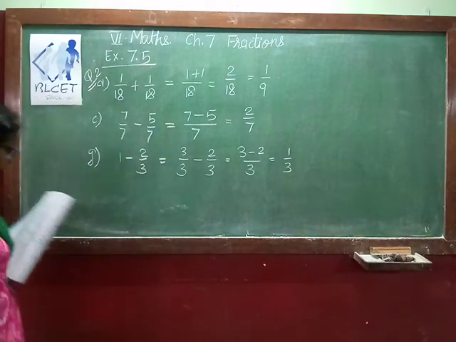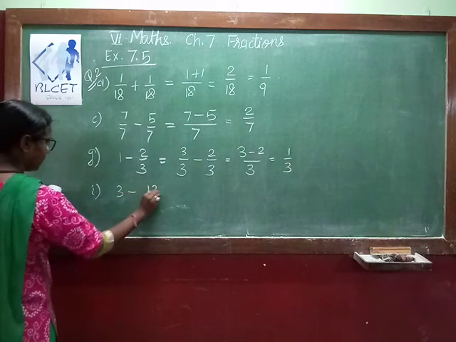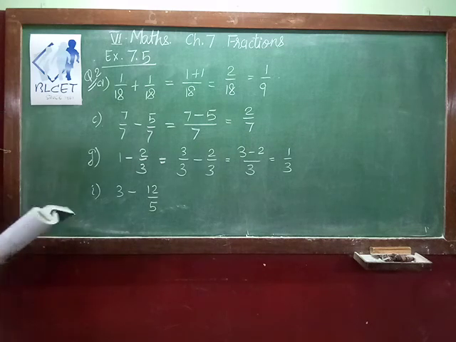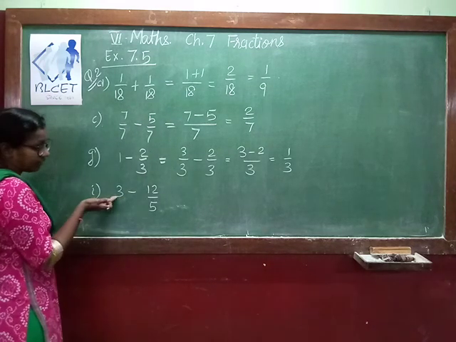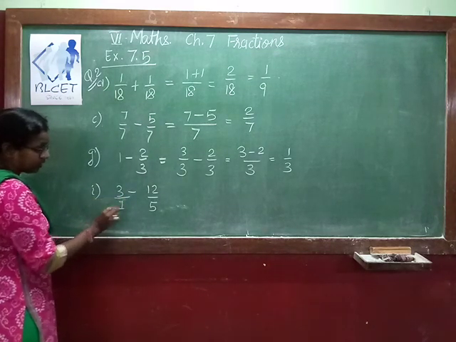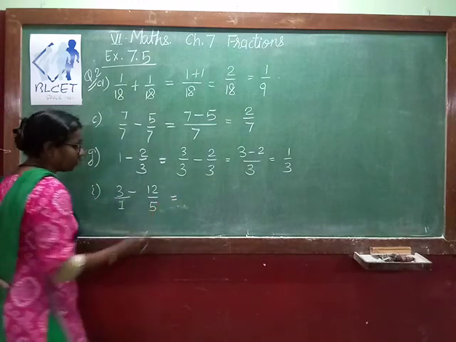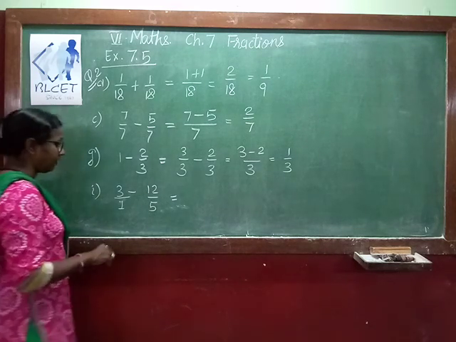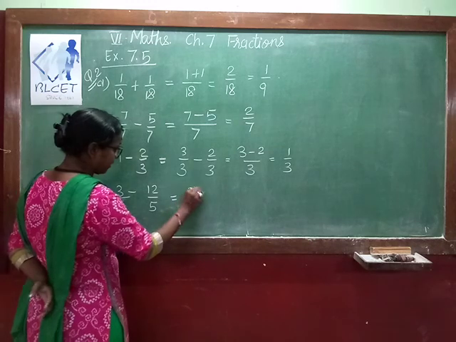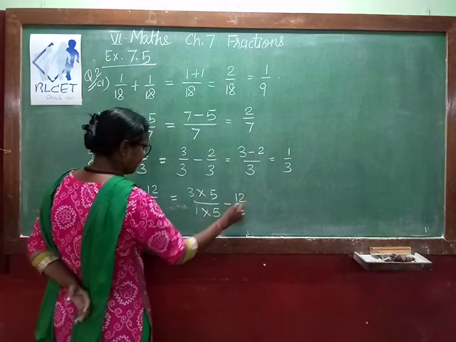3 minus 1 by 5. How will you solve this? So here, this is not a like fraction. So here 3 is a whole number. This is an unlike fraction. So how will you do this? You have to convert them into like fractions. Okay. So how will you convert this? Your LCM is 5. So 3 into 5 divided by 1 into 5 minus 1 divided by 5.